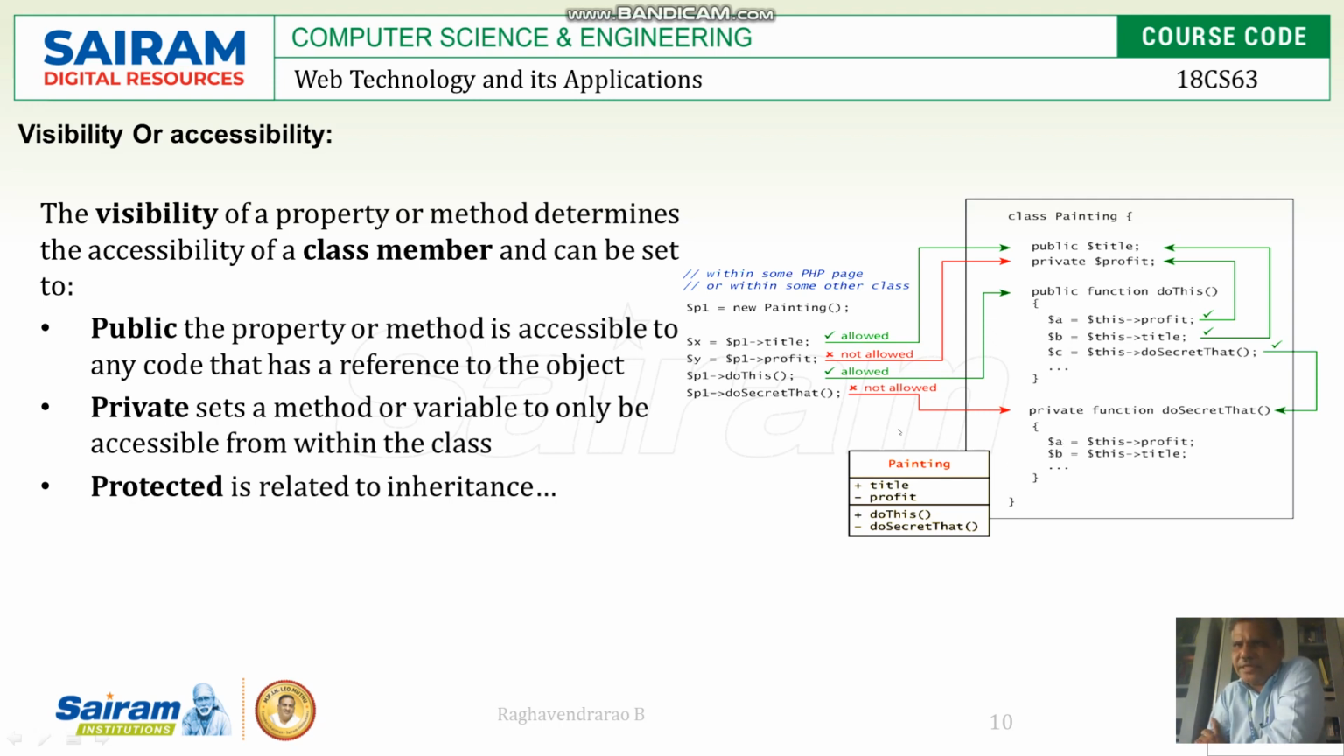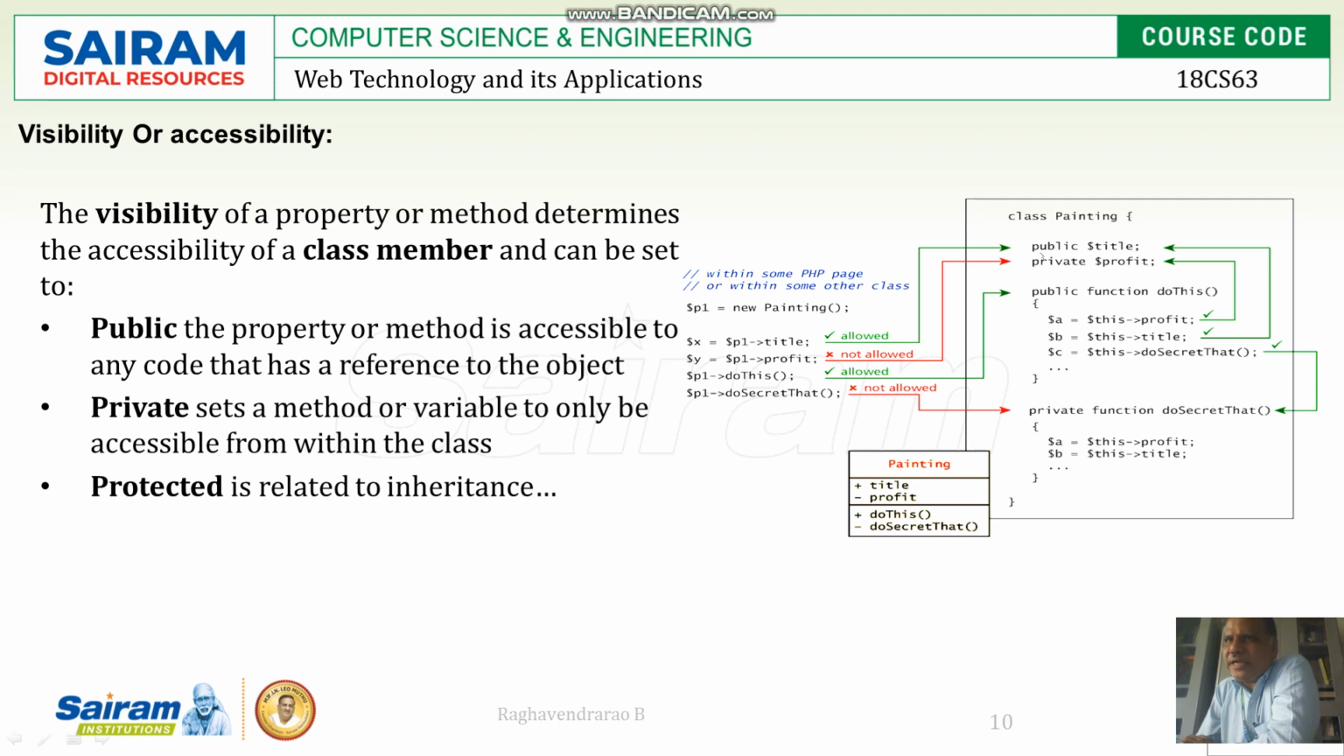Now you can see that here printing is the name of the class. Title and profit are the variables. So we can see that this is public, and minus is there, this is going to be private. Again, do this function is public, plus sign is there. Private function is the do secret thing, so minus is there. So these are the notations that are going to be used.